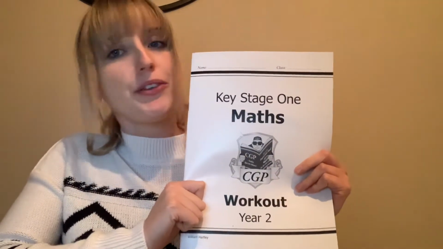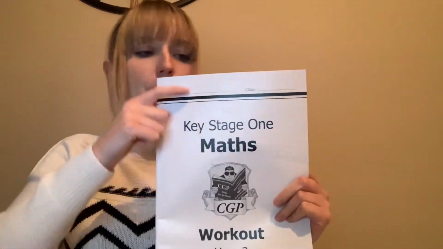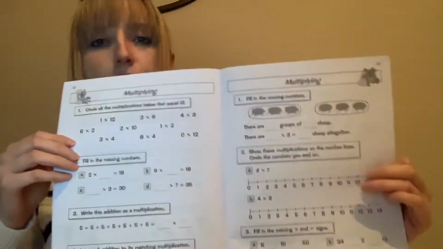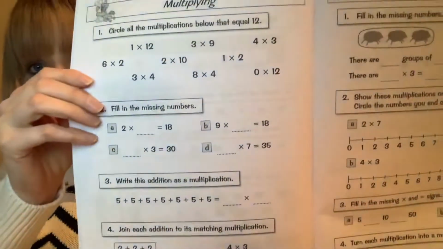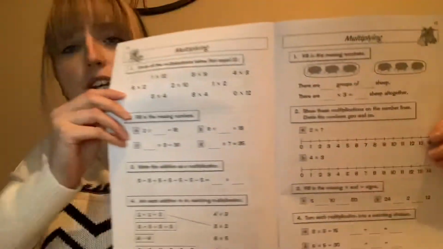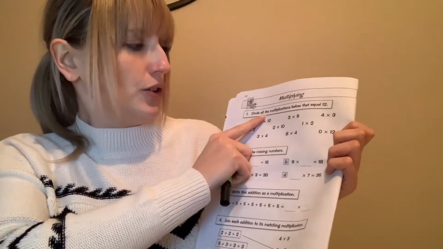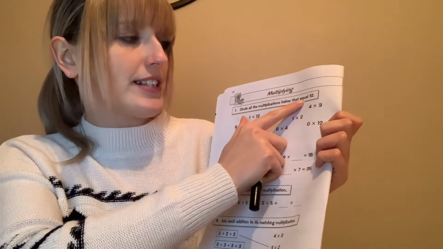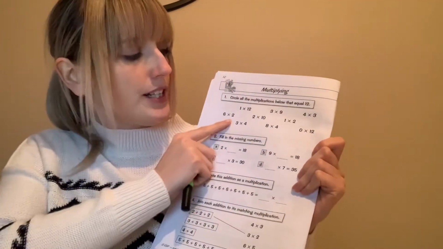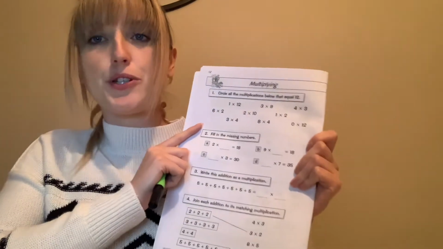Okay, so I'm going to be showing you your home learning task today if you've got a Year 2 maths booklet. Our task is to complete pages 12 and 13 of the booklet, where we're going to be multiplying. Multiplying just means we're doing our times tables. On the first question, it says, circle all the multiplications below that equal 12. So you need to circle all the questions that give the total 12.